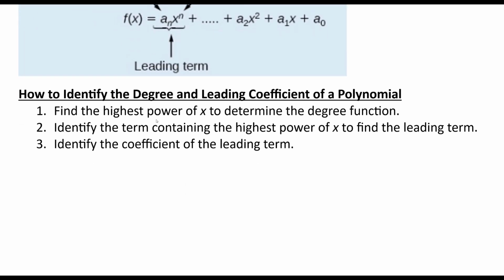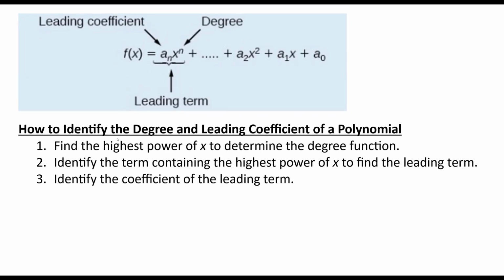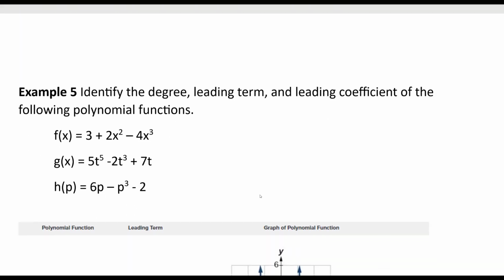So how do we identify the degree and leading coefficient of a polynomial? Find the highest power of x to determine the degree of the function. Identify the term containing the highest power of x to find the leading term. Identify the coefficient of the leading term. So for these, identify the degree, leading term, and leading coefficient of the following polynomial functions. They're not necessarily written in descending order.